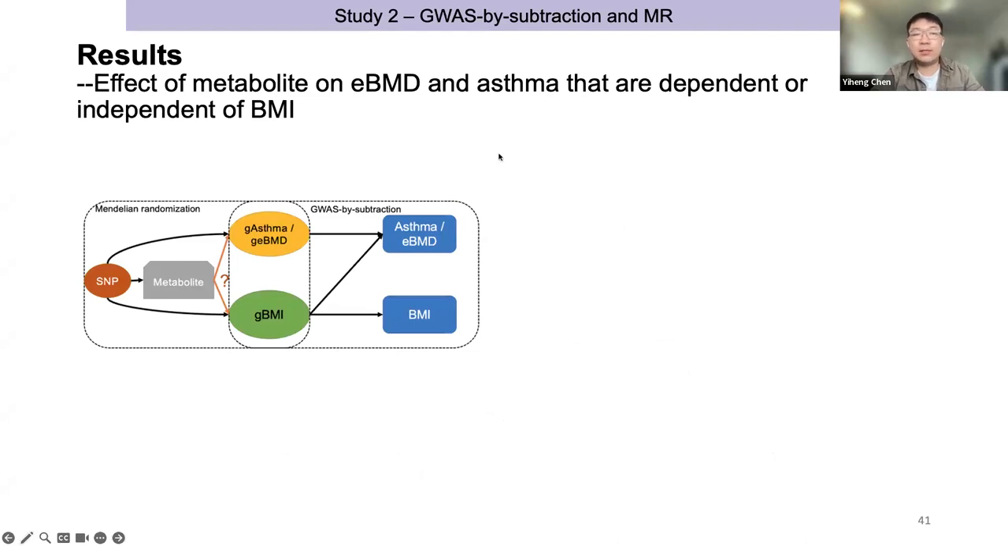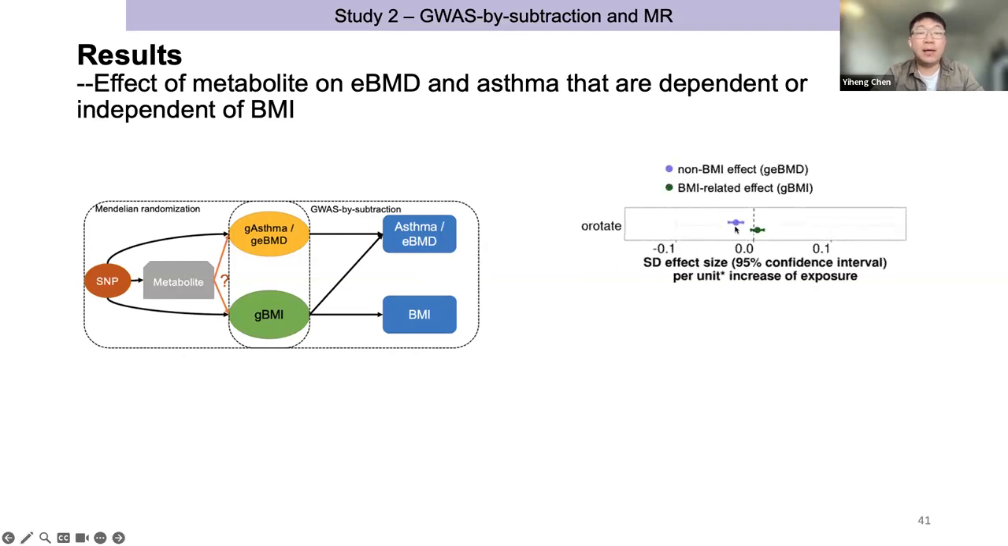Lastly, since we know many diseases and traits can also be influenced by obesity, we tried to perform an analysis to differentiate whether our metabolites influence outcomes such as asthma and BMD through BMI, or whether they can influence them independently. This is called the GWAS by subtraction approach, which allowed us to dissect the genetic effect on those disease or trait outcomes into a BMI-dependent part and a BMI-independent part.